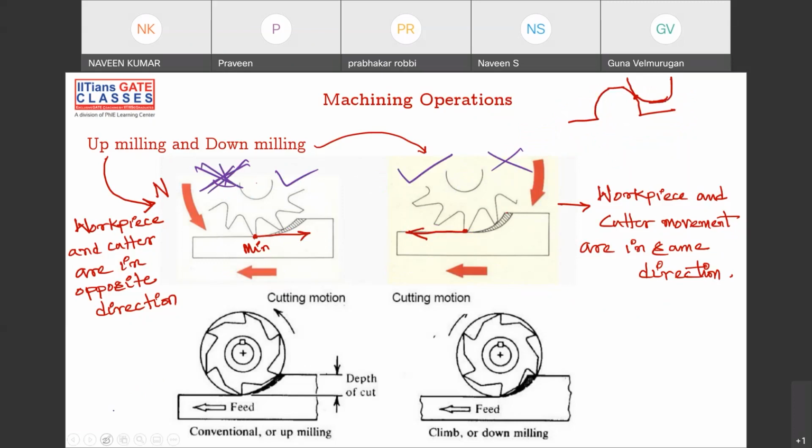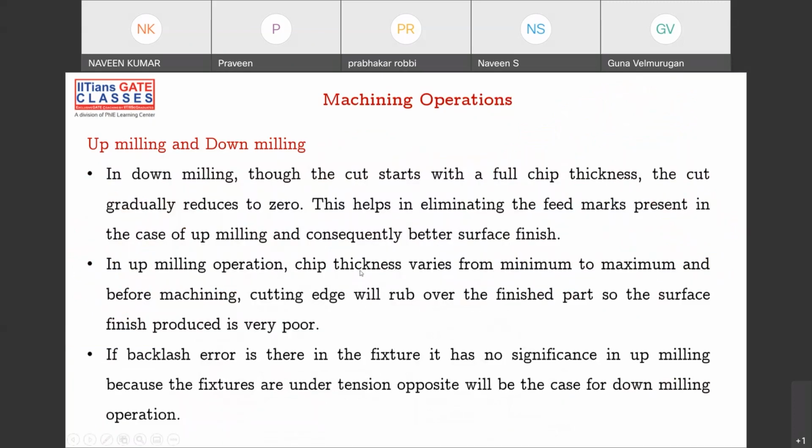So that is the difference between up milling and down milling. That is what I have written here. You can clearly read. In down milling, though the cut starts with full chip thickness, the cut gradually reduces to zero. This helps eliminate the feed marks present in the case of up milling. These feed marks are there in up milling. That is why the surface finish is not good in up milling. But these feed marks are not present in down milling, hence consequently better surface finish in the case of down milling.